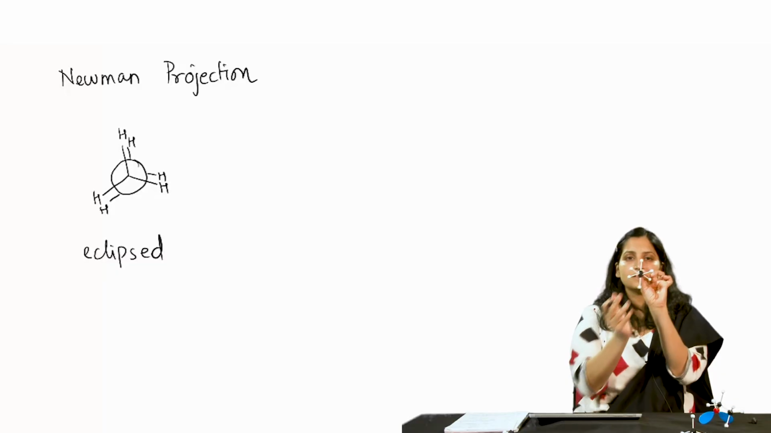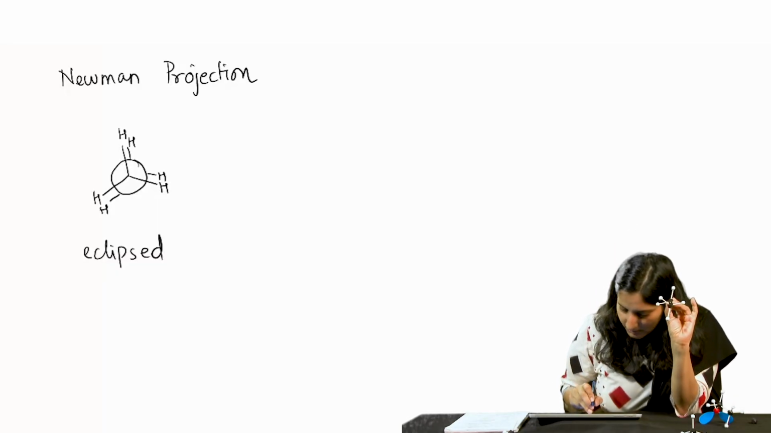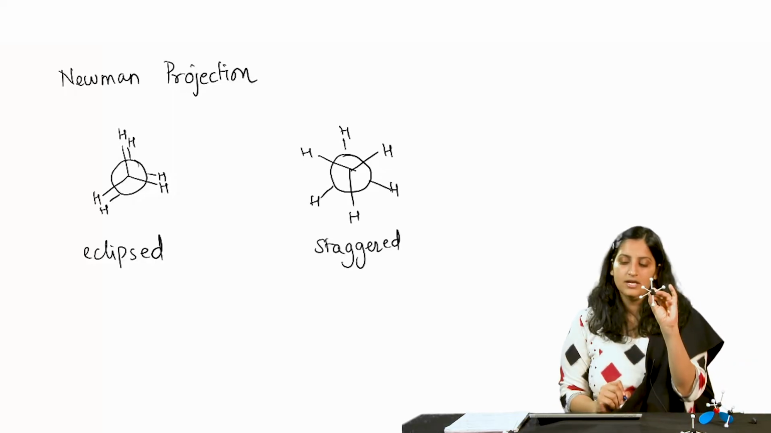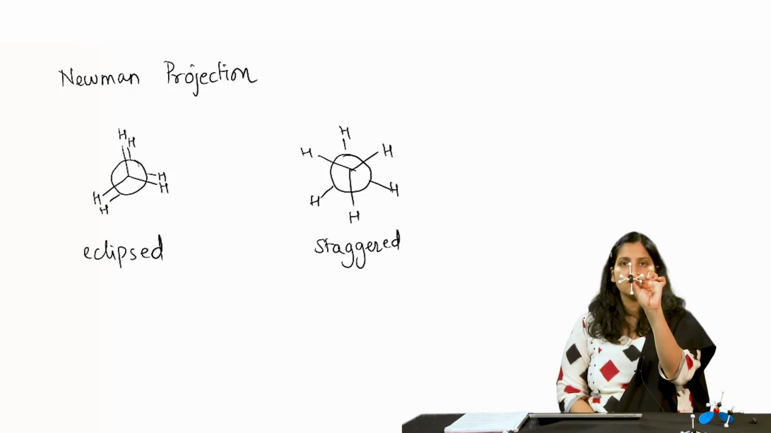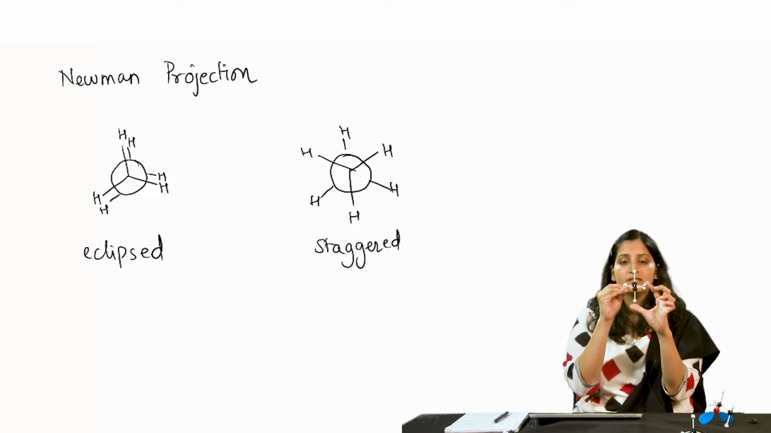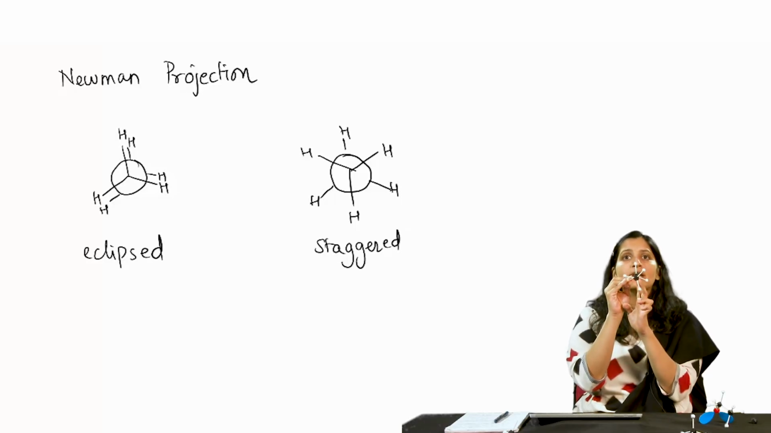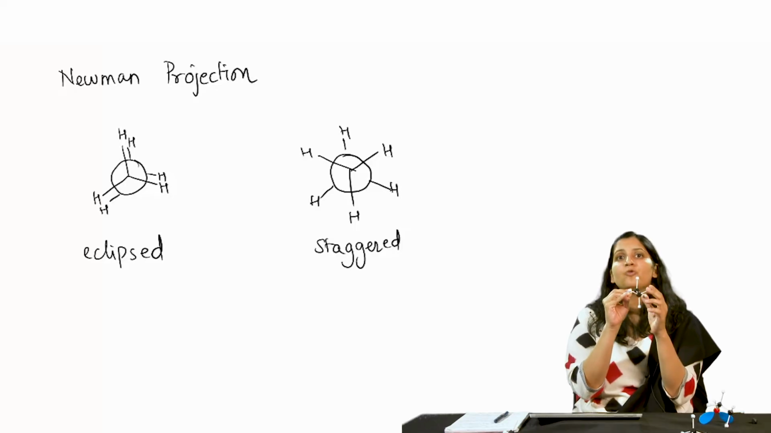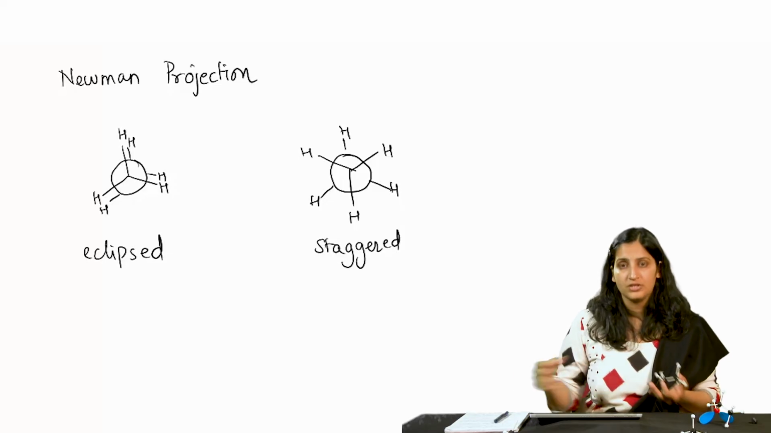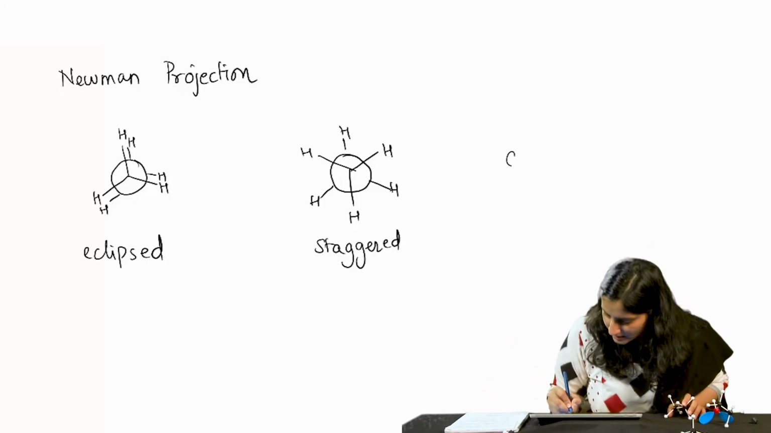And now, if I want to represent the staggered conformation, remember I have kept the back carbon the same, and I have moved the front carbon such that it now represents this structure. So, then you have the staggered conformation which is in this state. Since I can rotate and interconvert the staggered to eclipsed and eclipsed back to staggered by just rotating a carbon-carbon single bond, these two forms, the eclipsed form and the staggered form, are called conformational isomers of each other. So, these two are conformational isomers.